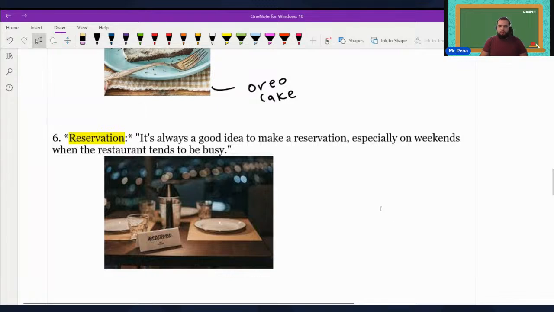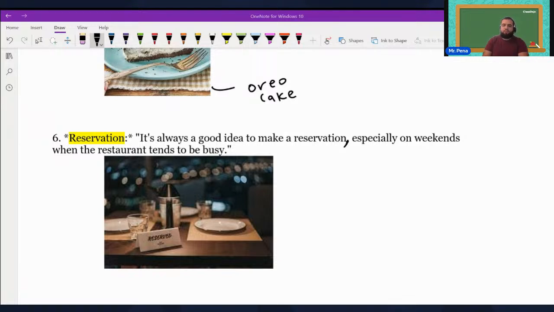That's our vocabulary word. It's always a good idea to make a reservation. Comma. You can stop right there. That in itself is a complete sentence. It's always a good idea to make a reservation. I would say that's for mid-beginners. Now, especially on weekends when the restaurant tends to be busy.